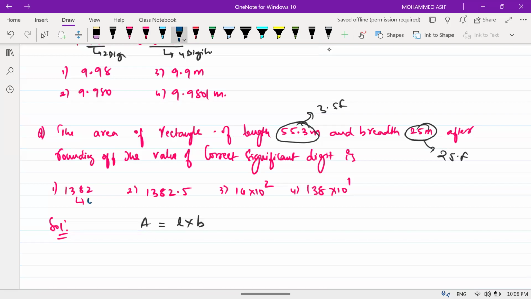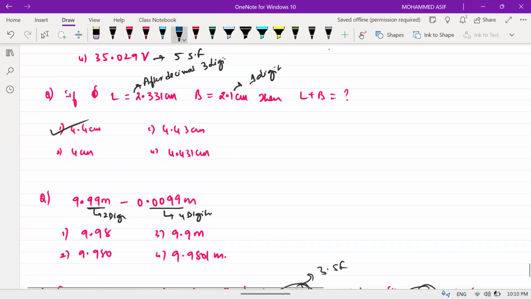Very good. The first one has 4 significant figures. This one has 5 significant figures. This one has 2 significant figures. And this one has 3 significant figures. So the answer will be the third one. Am I clear? Yes. Okay, so by that we have completed.